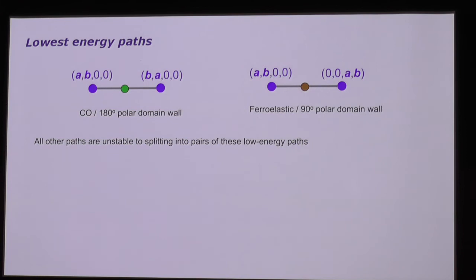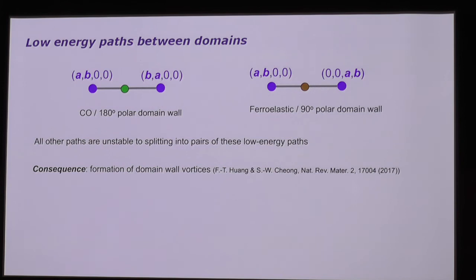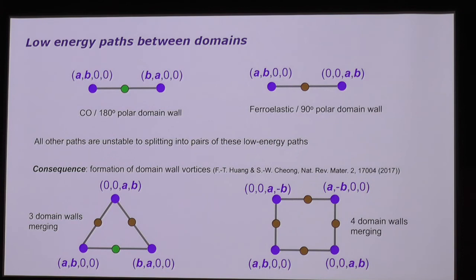Now, an interesting consequence of having this large number of domains in this set of paths or domain walls with an energy hierarchy is you can get a formation of domain wall vortices where you have multiple domain walls merging together. By analyzing this, we find two types of these domain wall vortices where we have either three domain walls merging or four domain walls merging involving these low energy paths.